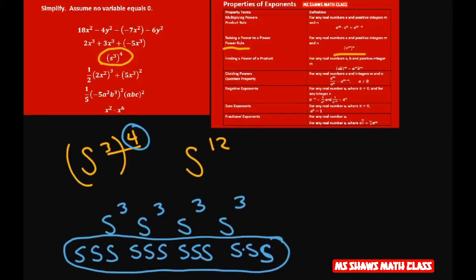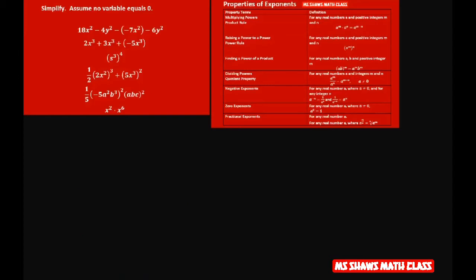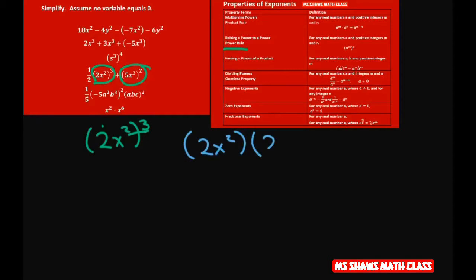All right, the next one is this one. So what we want to do first is get rid of these parentheses. And we're going to use our power rule. So for this first one, you have 2x squared cubed. Now, what a lot of students do will multiply these two, but they forget about this 2. So remember, you're writing this 2x squared down 3 times.